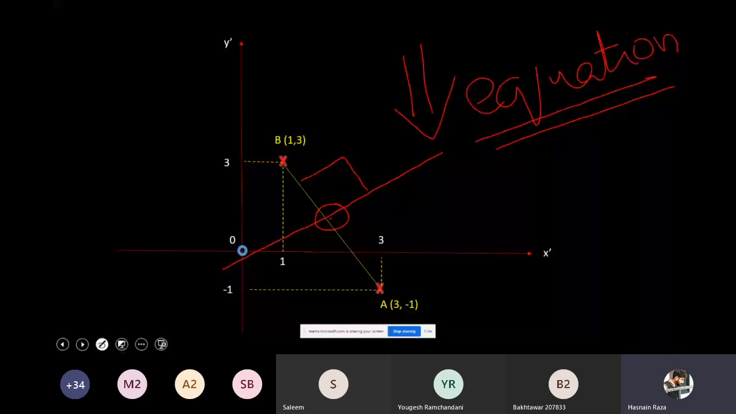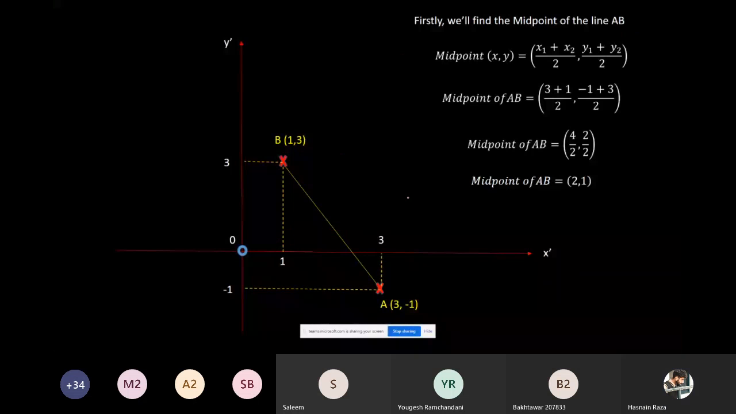So for this, what are the things that we are going to do? First of all, we are going to find the midpoint. So please look over here.